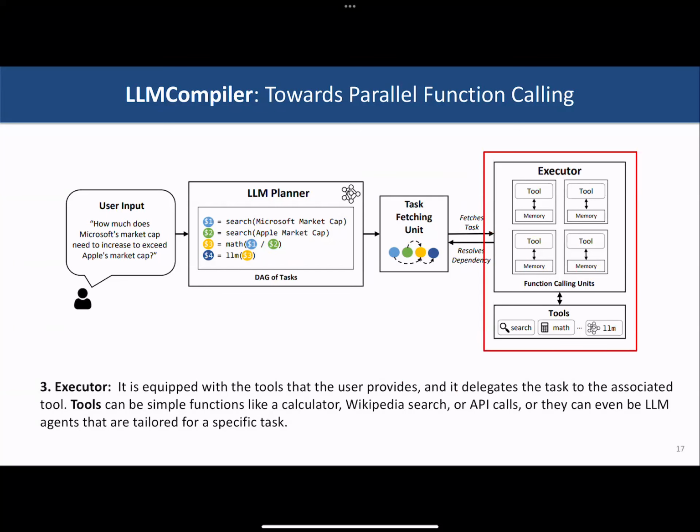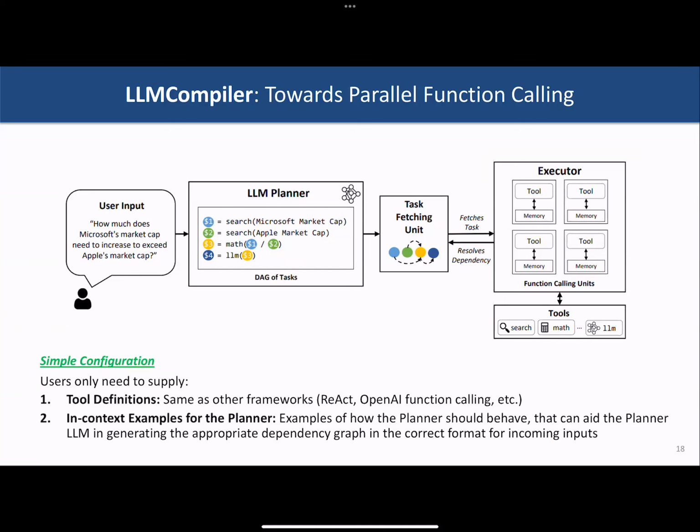The final component in our system is the executor, and it's equipped with a bunch of tools the user may have provided, and then it delegates the task that has been fetched from the task fetching unit to the associated tool and lets it execute. Tools in this case can be simple functions like a calculator or Wikipedia search, but they can be as complicated as some dedicated LLM agents that are designed specifically for very particular use cases or very particular tasks.